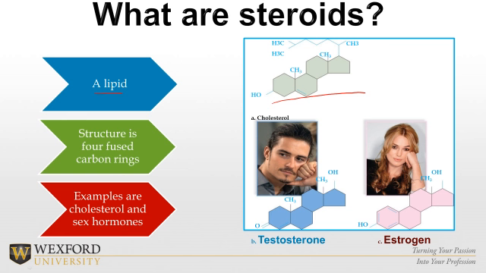We'll get back to that. But it is also the precursor for these steroid hormones. We take cholesterol and modify it in order to get both testosterone and estrogen. And you can see it's actually four fused carbon rings. So we're seeing these rings, but what are these rings made up of? They're made up, again, of carbon. So each one of these points in the ring is a carbon.